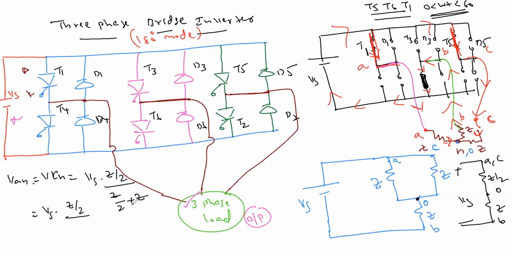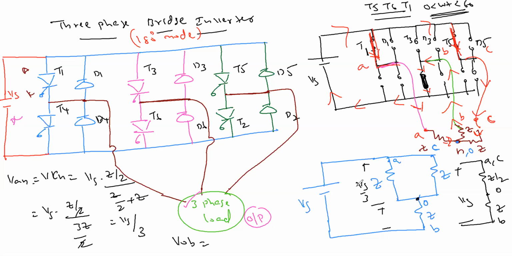So this becomes Vs into Z by 2, upon Z plus Z by 2 which is 3Z by 2. The 2 gets cancelled out, and you're remaining with Vs by 3. Do you agree with me? Yes or no, guys? VAN and VCN are equal to Vs by 3. So इधर कितना वोल्टेज आएगा? दोनों में Vs by 3 आएगा. इधर कितना आएगा? Plus here, minus here. What is this? VOB. कैलकुलेट करने की जरूरत नहीं है.